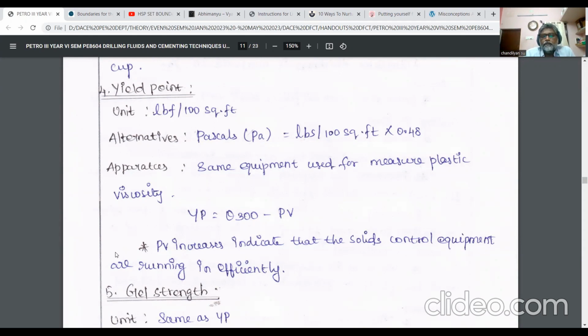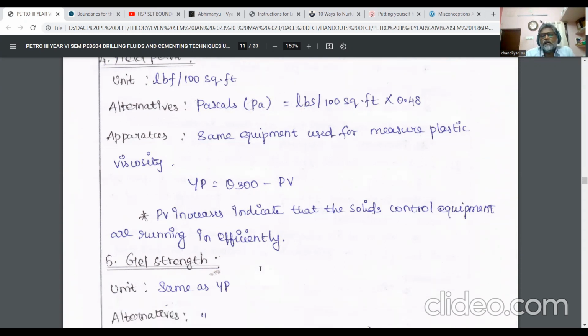yield point. A plastic viscosity increase indicates whether the solid control equipment is running efficiently, or inefficiently. It comments on whether it's running efficiently or inefficiently. Let me give you a technical insight into it. A low plastic viscosity means drilling will be rapid. Low plastic viscosity means it is still in the fluidity, liquidity range. So the drilling will be faster.